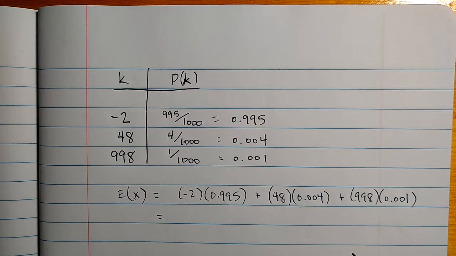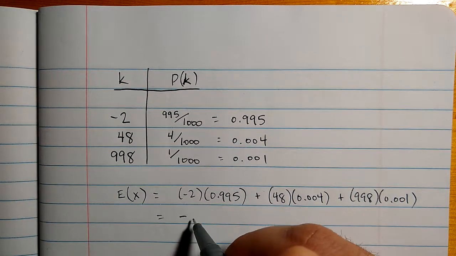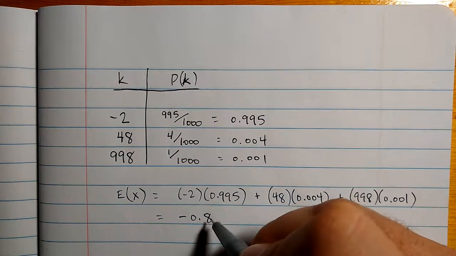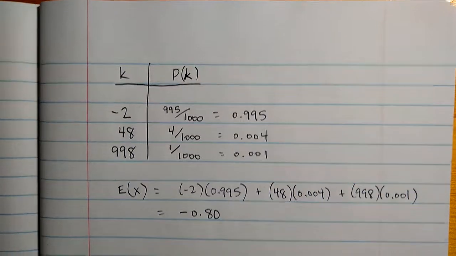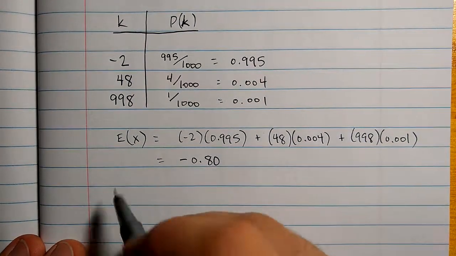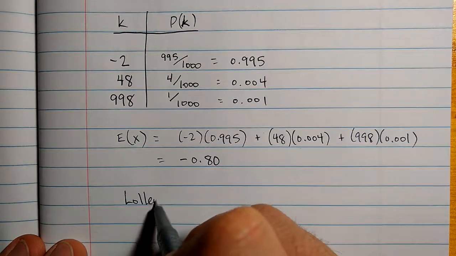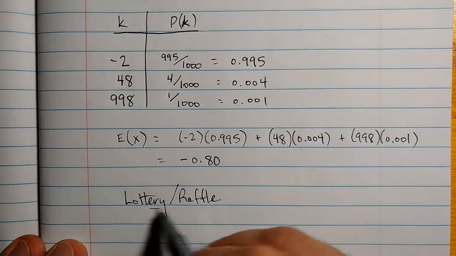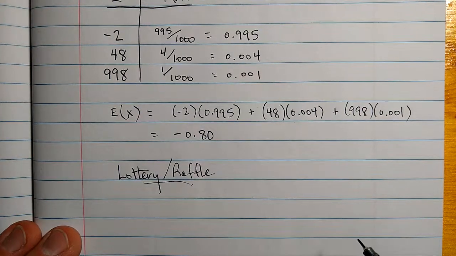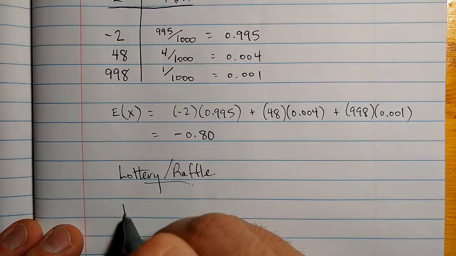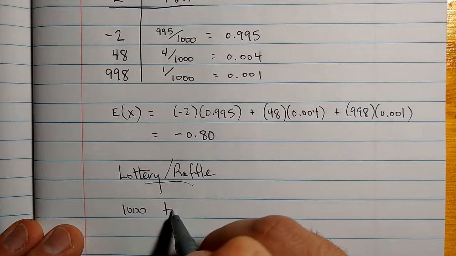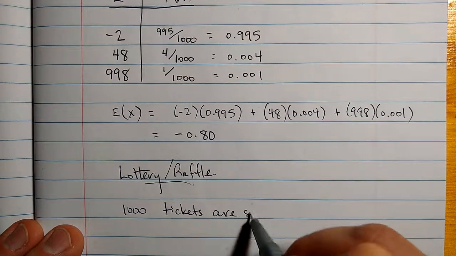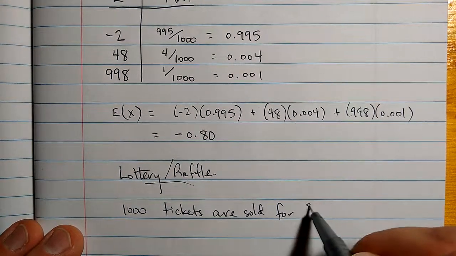Well, if you type all that in, use a good calculator, you'll get this number, negative 0.8. And you know what, I'm going to put a 0 on the end of that for a good reason in a minute, because this situation is actually what would happen with a certain kind of lottery or raffle. So I'm going to tell you the story of this distribution now. So 1,000 tickets are sold for $2 each.